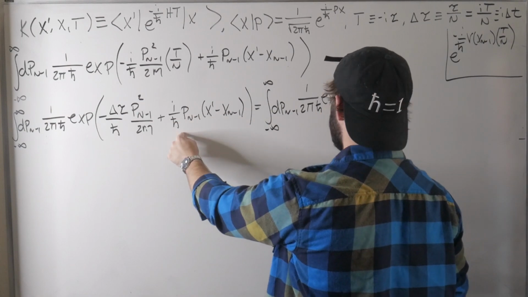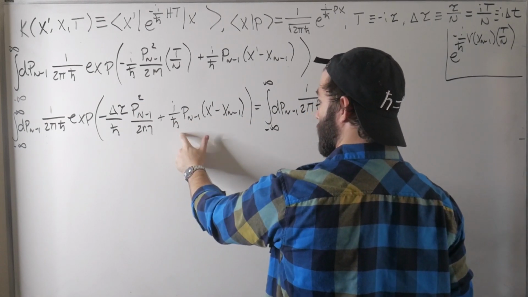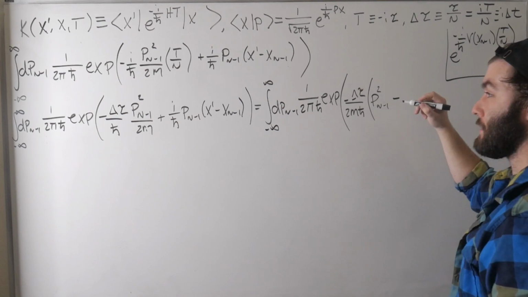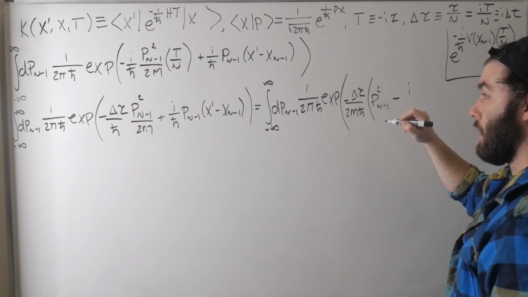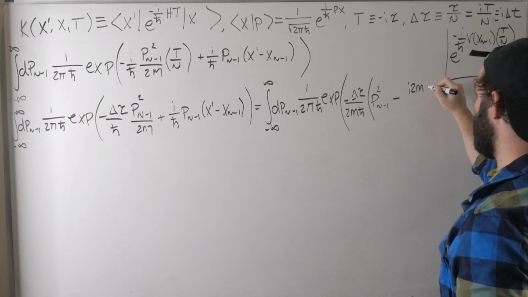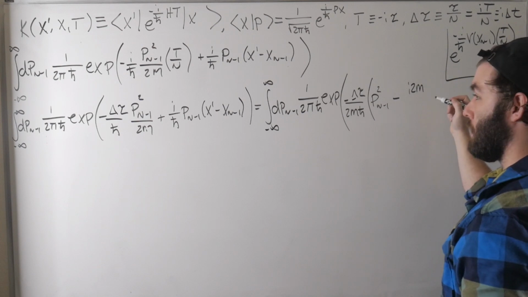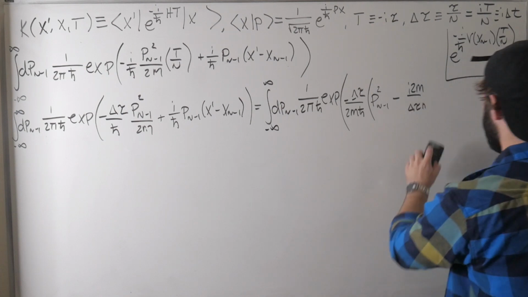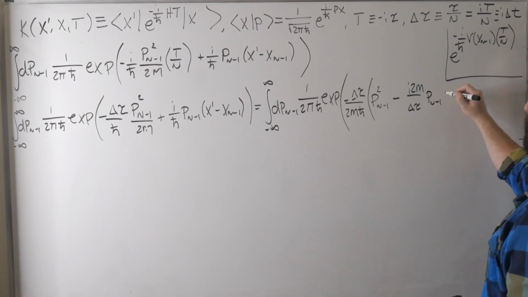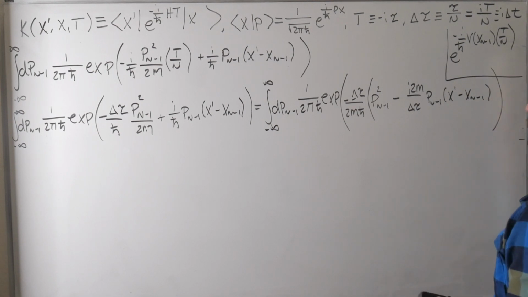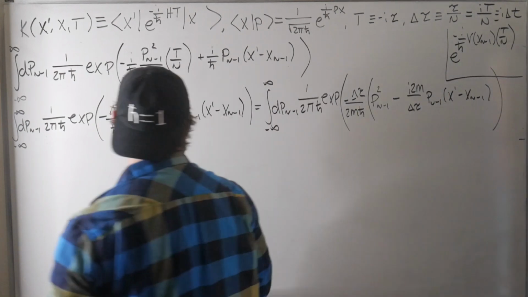So we factored out an h bar, and that's about it. We factored out a minus i, and a 2m h bar, so it should be a 2m here, and then over delta tau, and a mass term, or the mass is already there. So p sub n minus 1, x prime minus x n minus 1. Okay? And now what I want to do is I want to complete the square.